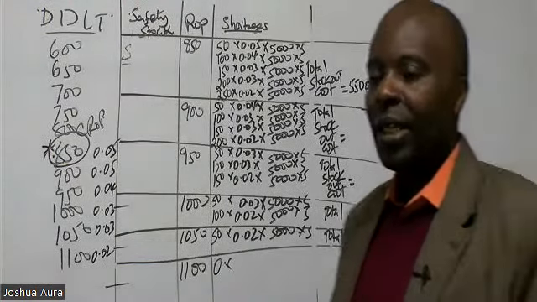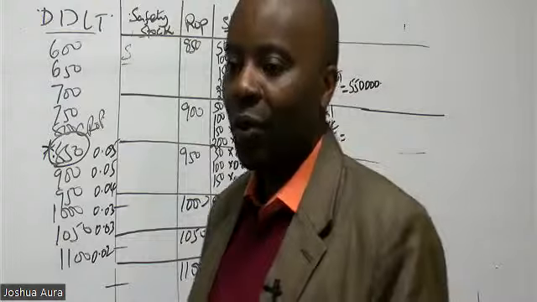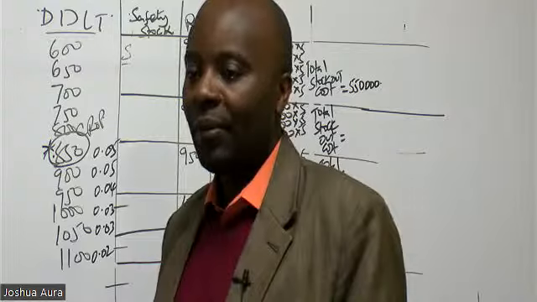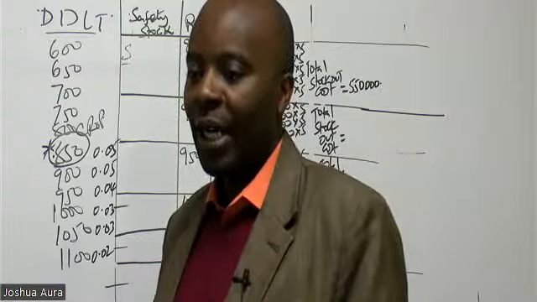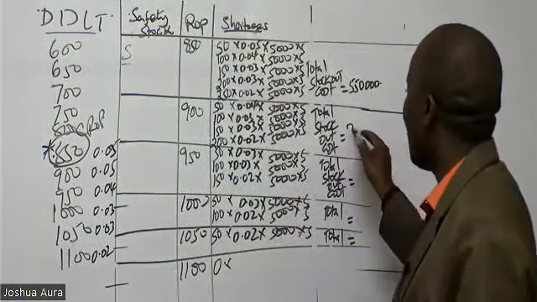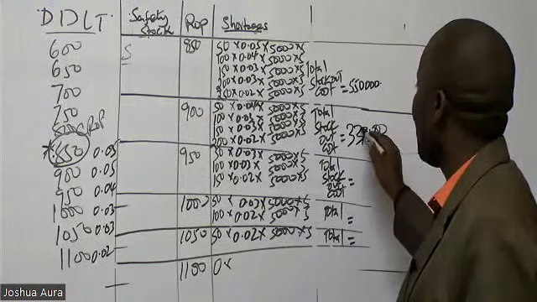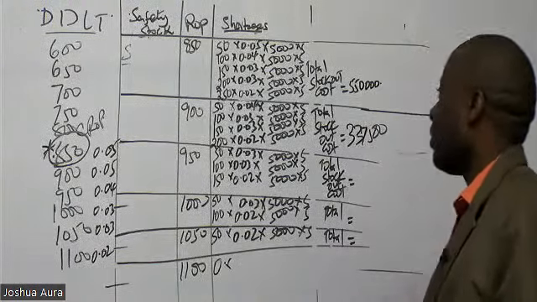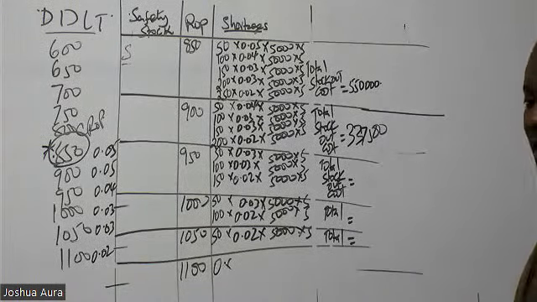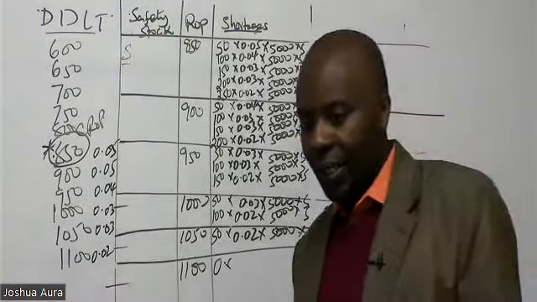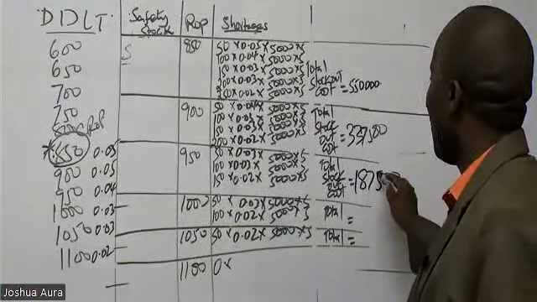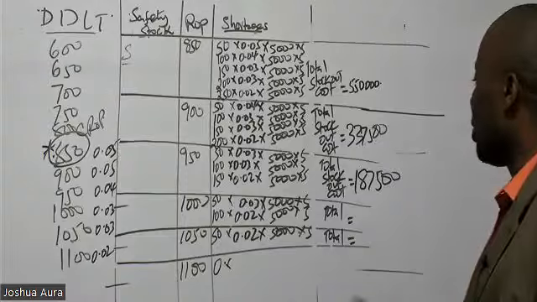So for 900, is there somebody who is able to give us the total cost for 900? Total cost for 900 is 337,500. And then now we have the third cell. Is there somebody who can give us the third cell? It is 187,500. And then we come to this one, ladies and gentlemen.